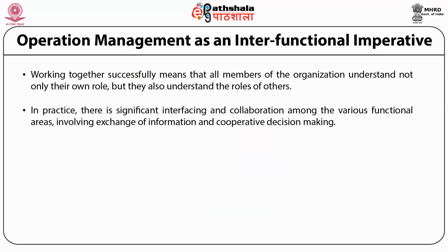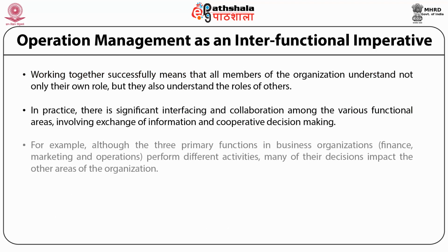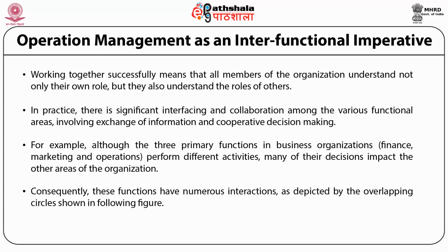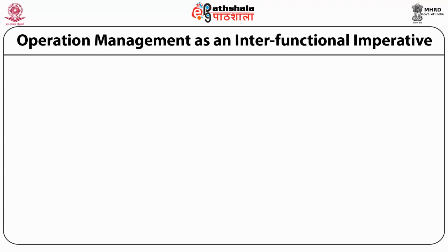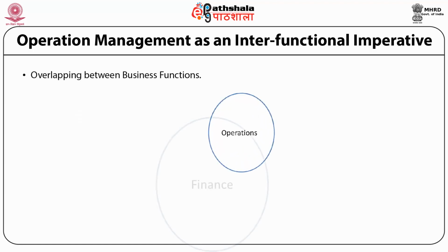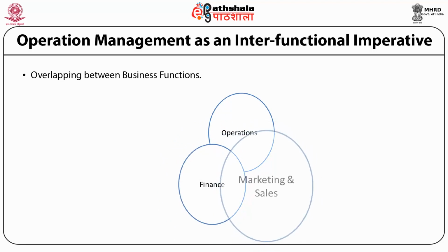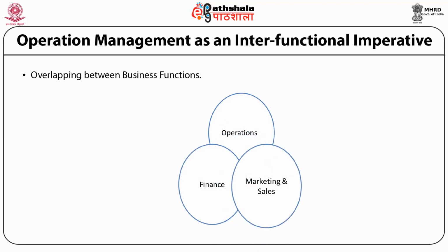Working together successfully means that all the members of the organization understand not only their own role, but they also understand the roles of others. In practice, there is significant interfacing and collaboration among the various functional areas involving exchange of information and cooperative decision making. For example, although the three primary functions in the business organization, finance, marketing, and operation, perform different activities, many of their decisions impact the other areas of the organization.